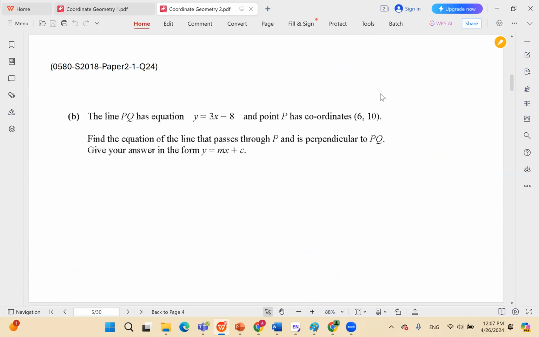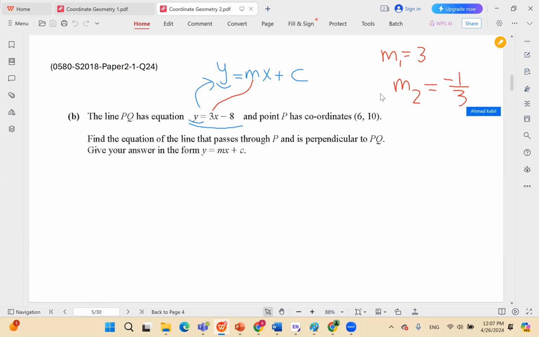So to get the gradient of this line, we just remember that we have this equation y equals mx plus c. If the y is isolated, then the m is basically the number next to the x. So the m here is going to be 3. And since our line is perpendicular, let's call this m1. m2 will be negative 1 over 3.